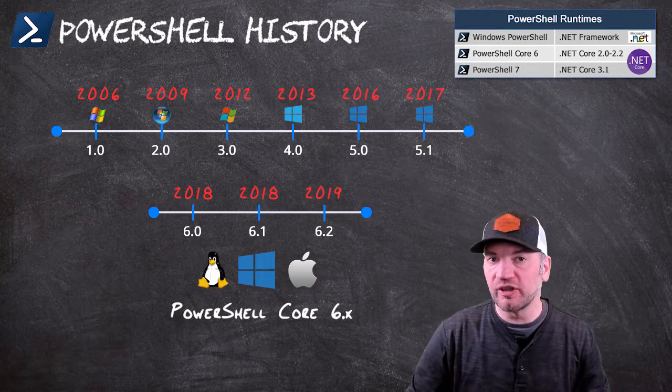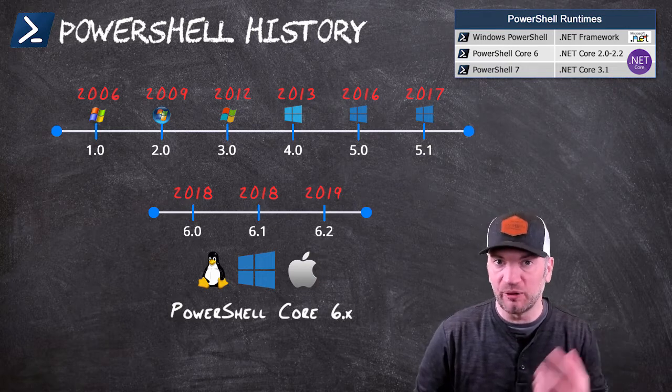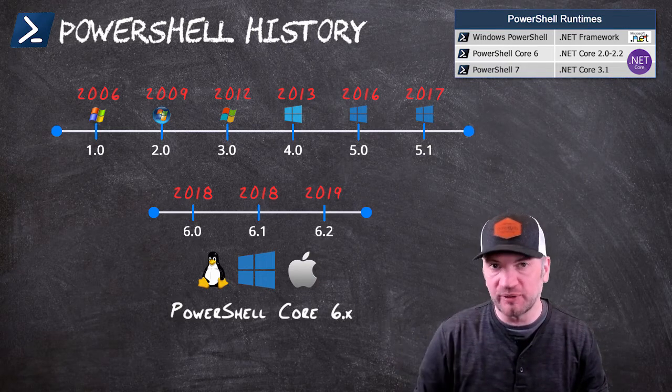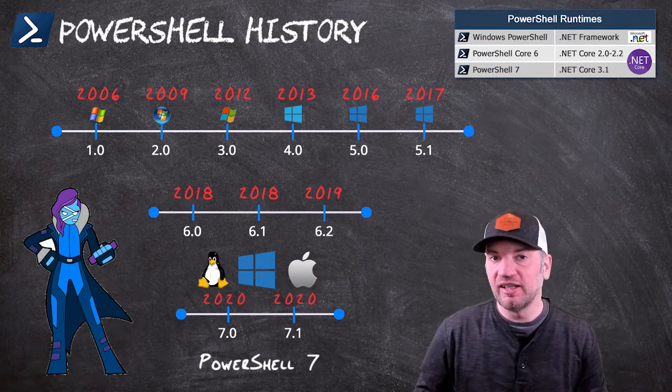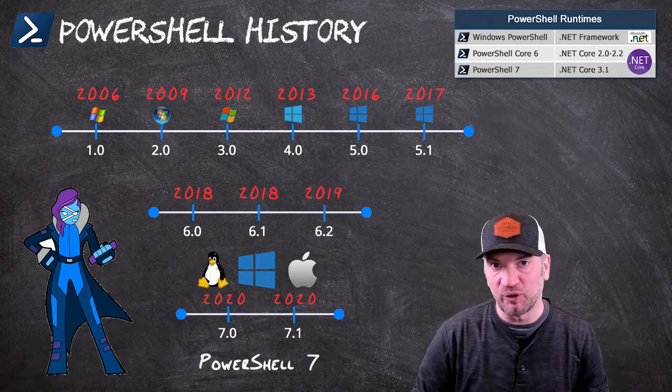One version of PowerShell that combines the best of both worlds. The power of Windows PowerShell, the cross-platform capability of PowerShell Core 6, and boom, we got PowerShell 7. They dropped Core from the name. It's just simply PowerShell 7. It's the one true version of PowerShell and the only one we'll ever need going forward.